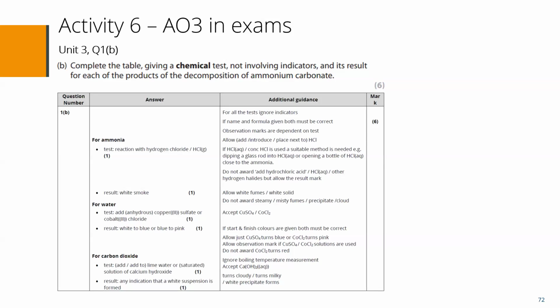The result is white smoke, and you can see that they allow white fumes and white solid, but don't award steamy or misty fumes or precipitate or cloud. The test for water is add anhydrous copper(II) sulfate, or add cobalt(II) chloride. The result is white to blue for copper(II) sulfate, or blue to pink for cobalt(II) chloride. And for carbon dioxide, lime water or a solution of calcium hydroxide, and the result is white suspension, allow white precipitate, or allow turns cloudy or turns milky.